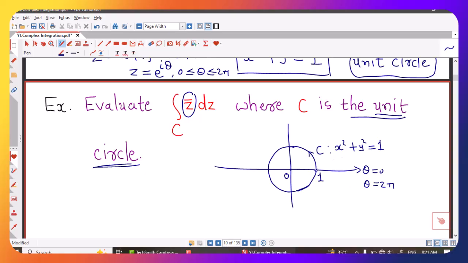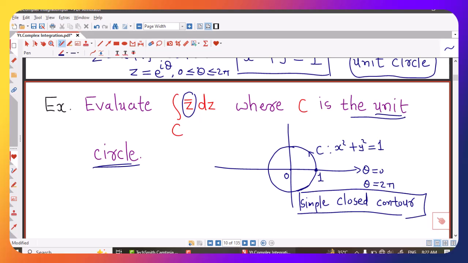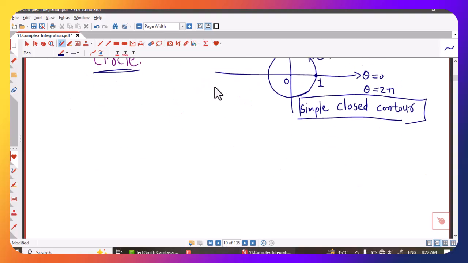We can also observe that for this contour or curve, the initial and terminal points are the same, therefore it is a closed contour or closed curve, and because it does not cross itself, it is a simple closed contour. It is not required to write down that this is a simple closed contour, but this is just to explain that the given contour is simple and closed, and the rest of the things are the same as we have done in the previous lecture.